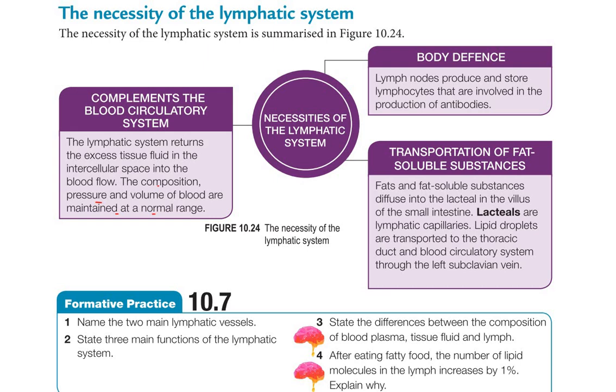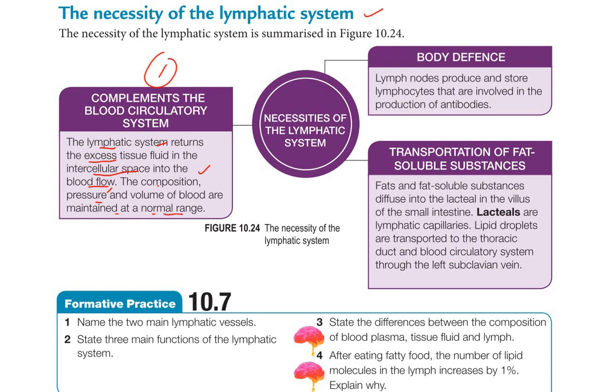Okay, the necessity of the lymphatic system. Why do we need this lymphatic system in our body? Because the first one complements the blood circulatory system. So the lymphatic system returns the excess tissue fluid in the intercellular space into the blood flow. The composition, pressure and volume of blood are maintained at a normal range.